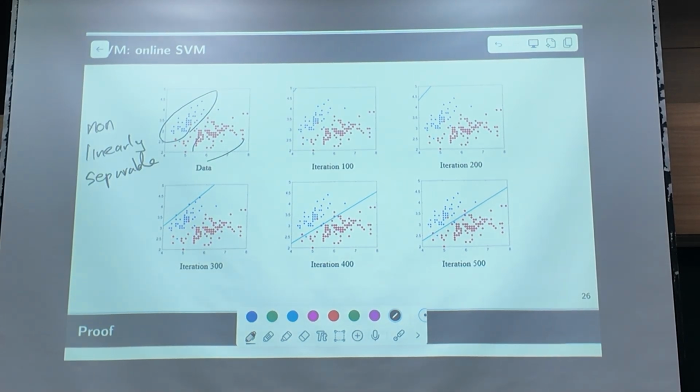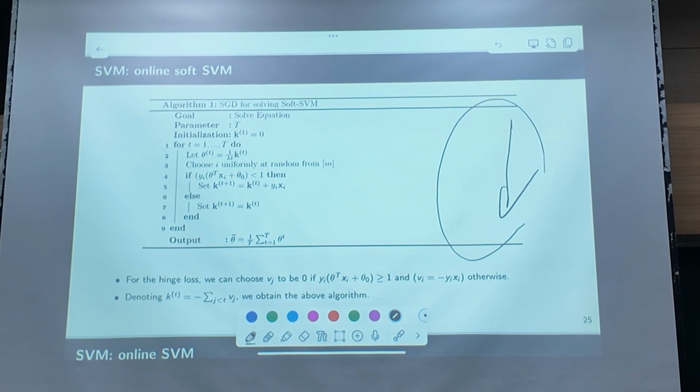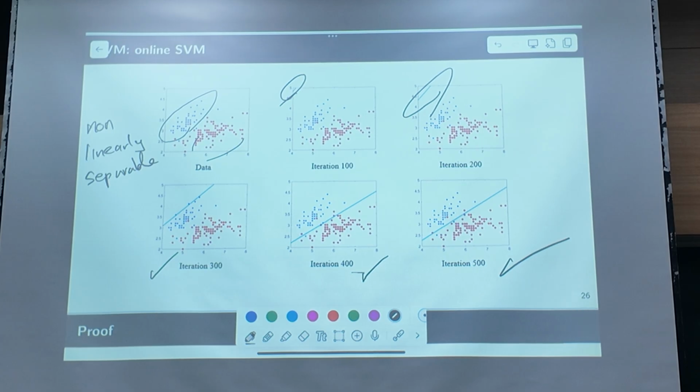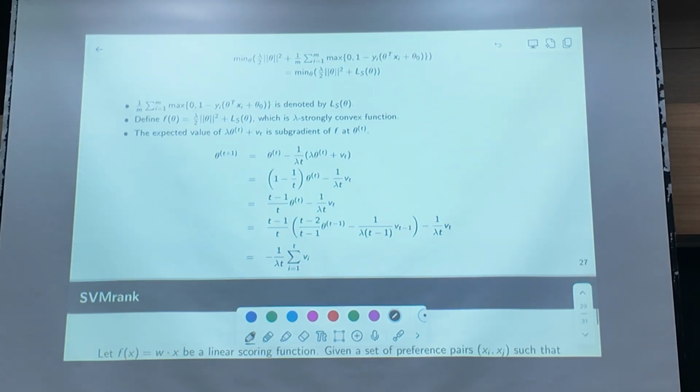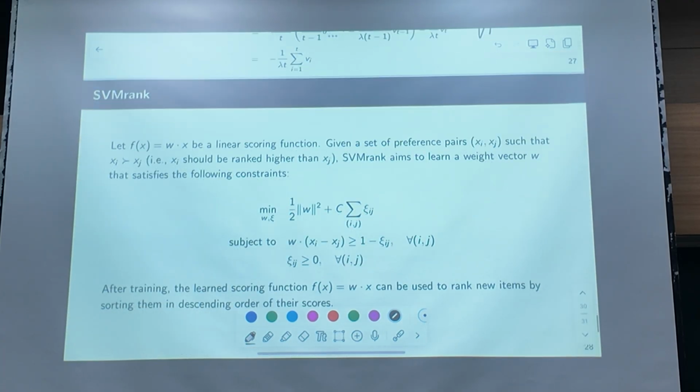And here is the iteration. After 100 iterations, here is our solution, the green one. Then after 200, it's there. After 300, 400, and 500 iterations of going through this algorithm right here. Okay. And here are some details regarding this.